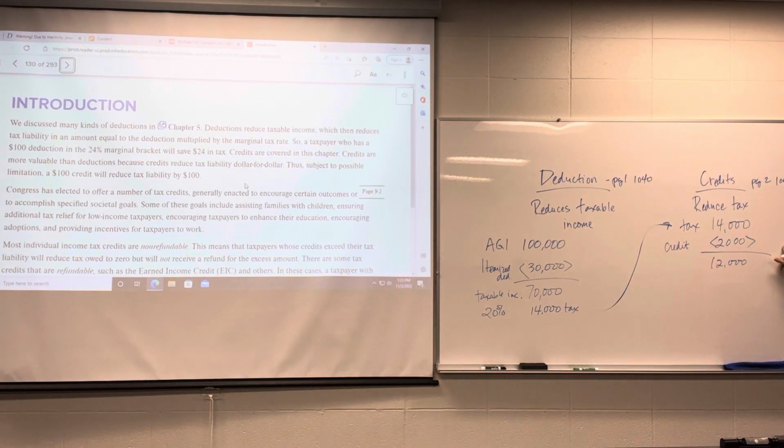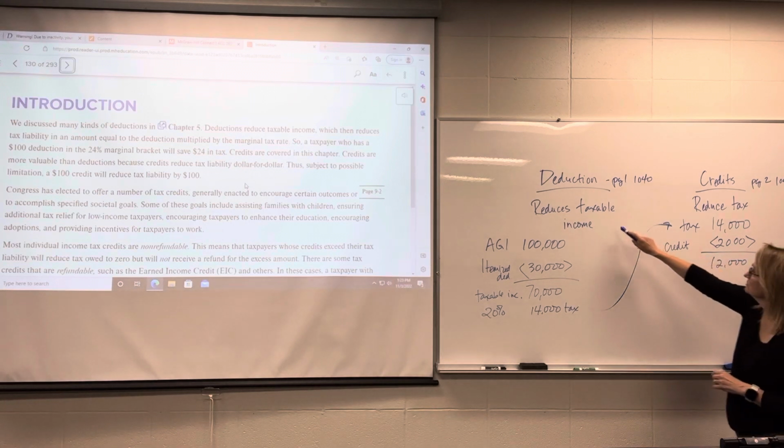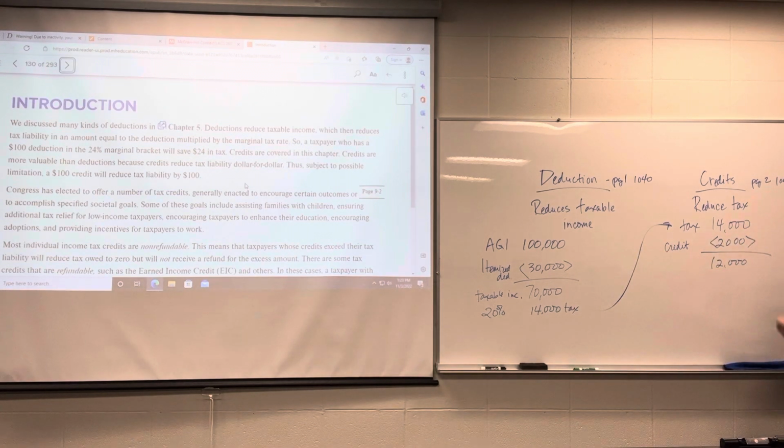But for a credit, it's dollar for dollar, directly from the taxes. Does that make sense? So this is what we're talking about, all of these things today that actually reduce that tax. But in essence, this is the difference. Reduces taxable income versus it reduces the tax.